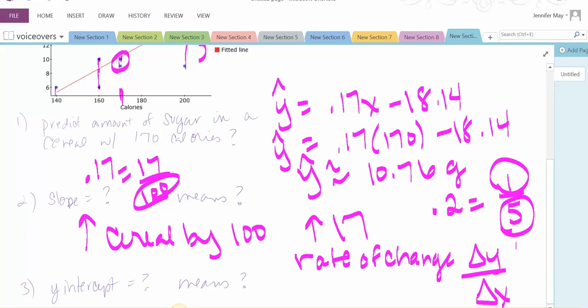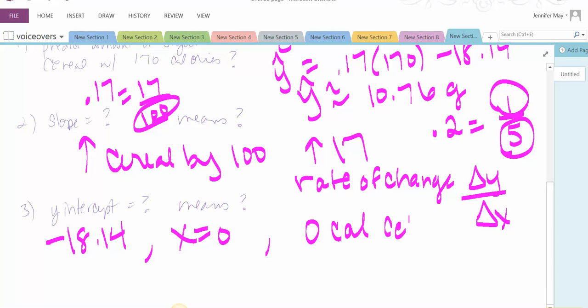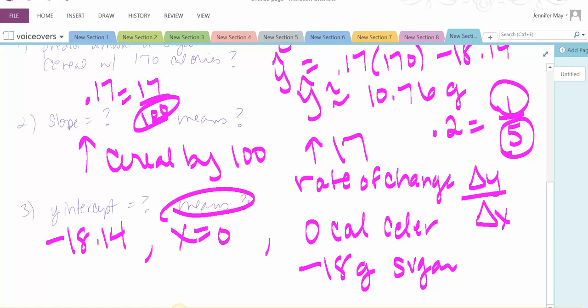Okay, so what does the y-intercept do? Well, the y-intercept for this graph is the negative 18.14, and that happens when x is equal to 0. In our case, that would mean that a 0-calorie cereal would have negative 18 grams of sugar. That doesn't make sense. So sometimes your y-intercept means absolutely nothing.